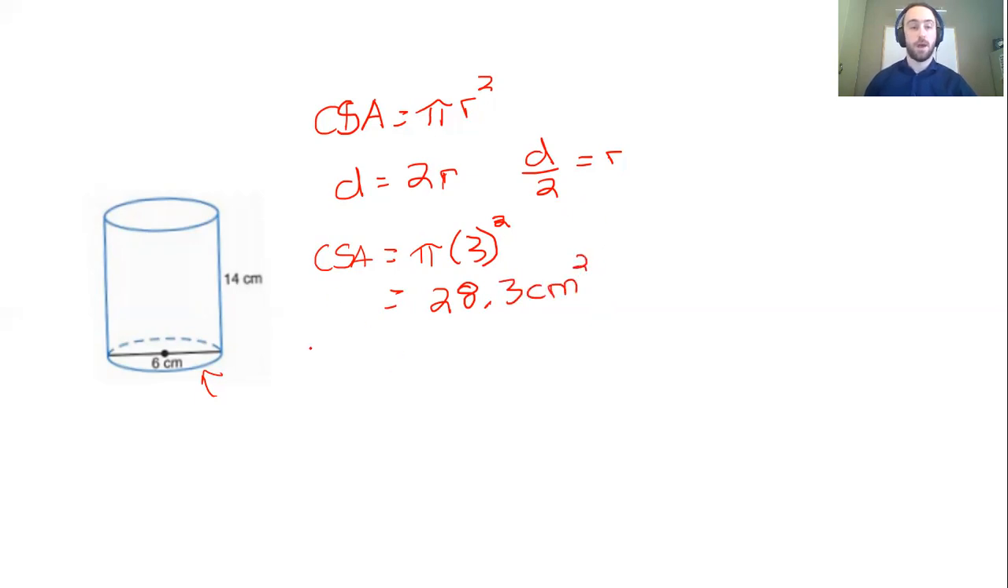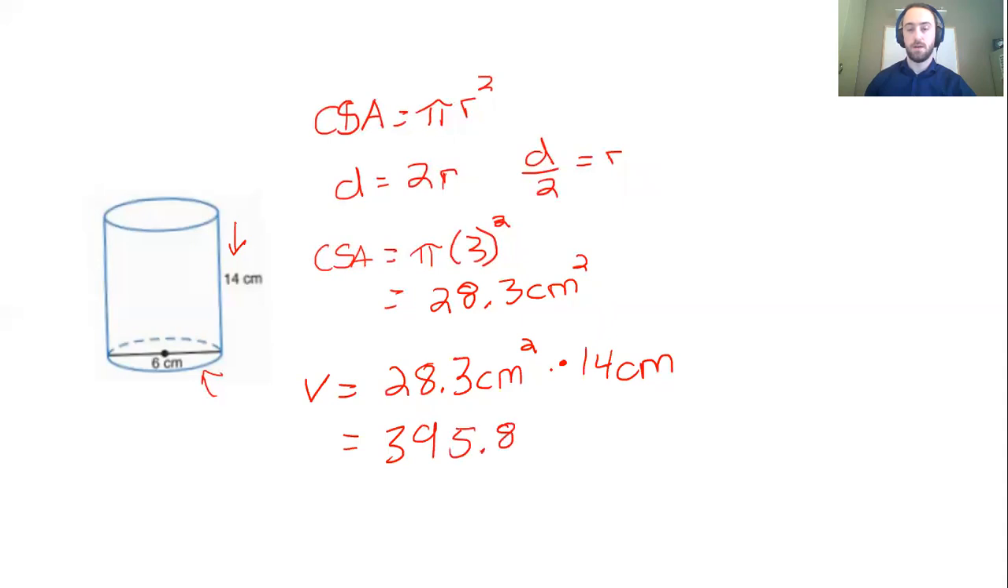Perfect. And now for volume, we simply take our 28.3 centimeters squared, and we're going to multiply that by the depth of our cylinder, in this case, 14 centimeters, giving us a final answer of 395.8 centimeters cubed.